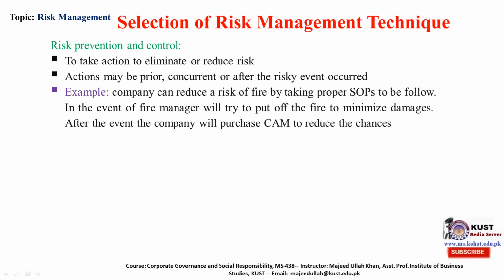Risk prevention and control. This is basically to take action to eliminate or reduce the risk. It is also possible to take precautionary measures to prevent and control the risk. It can even be concurrent, meaning something wrong is happening and you are trying simultaneously to reduce the risk. And this prevention and control can be even after the risky event has occurred. It is also possible. How?